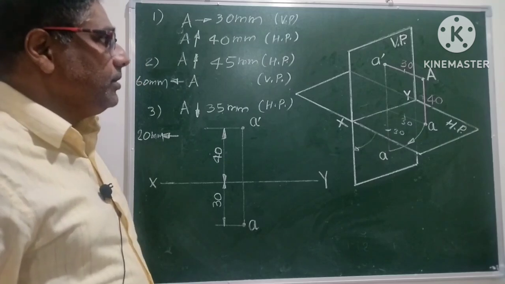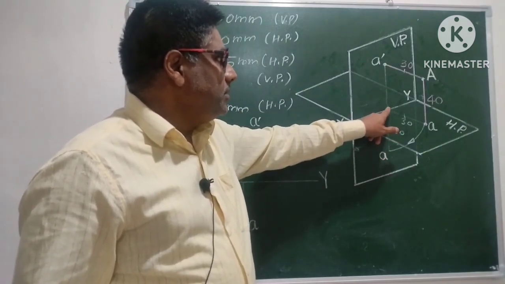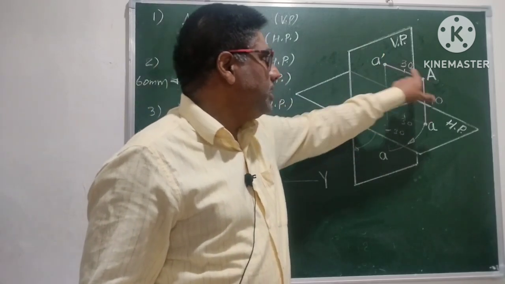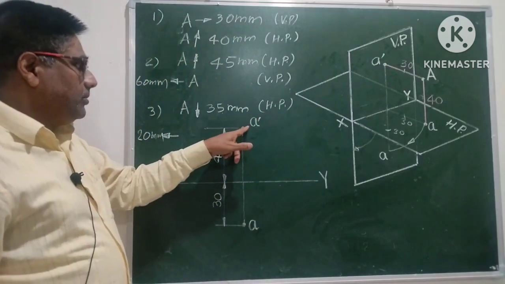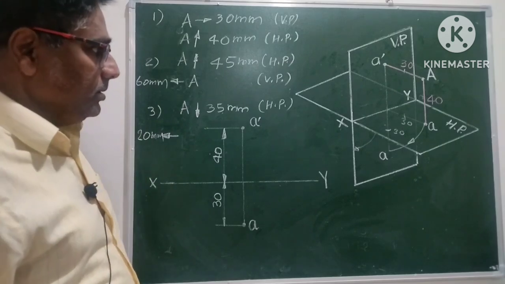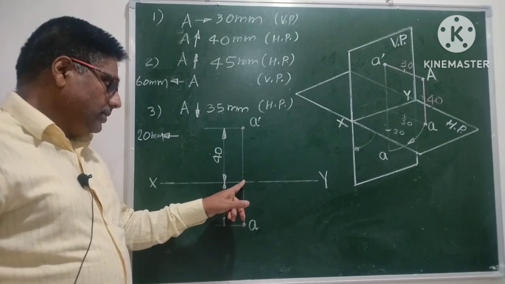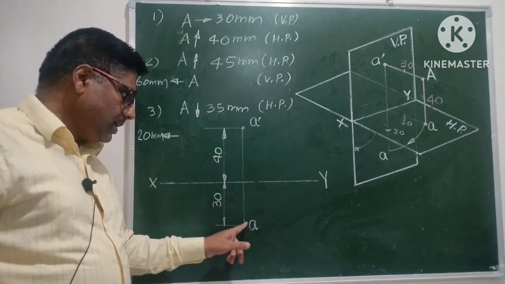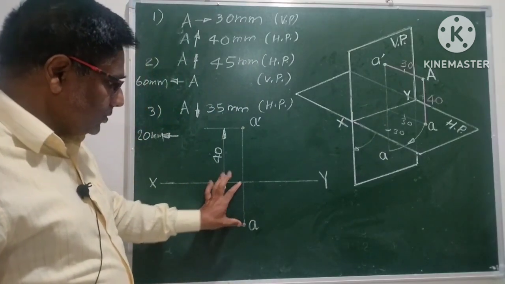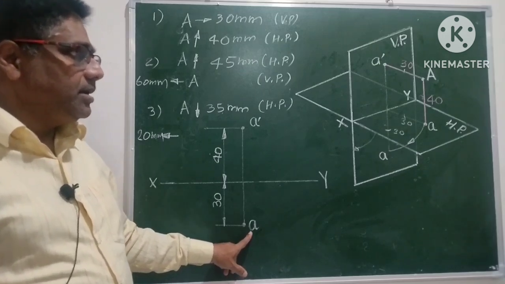Therefore, to locate this front view, I need to draw a vertical projector or projection line of what length? 40 mm, and I have to locate this front view A dash at 40 millimeters distance. And to draw the top view, I need to draw this projector below XY line of what distance? 30 millimeters, so as to get the top view of this point as A.